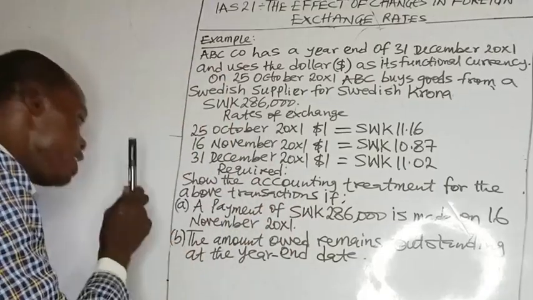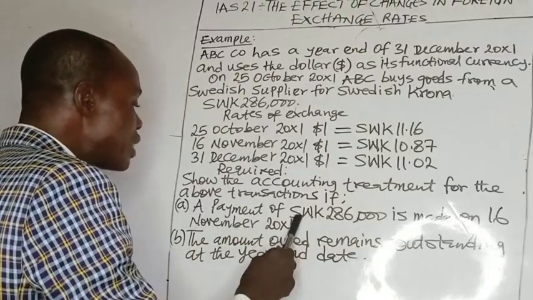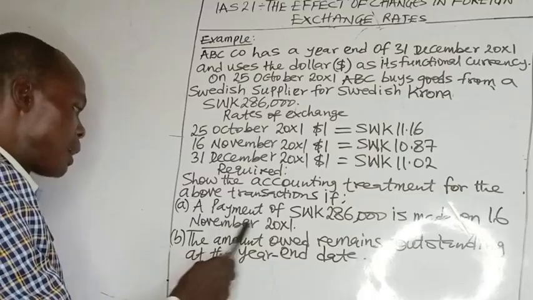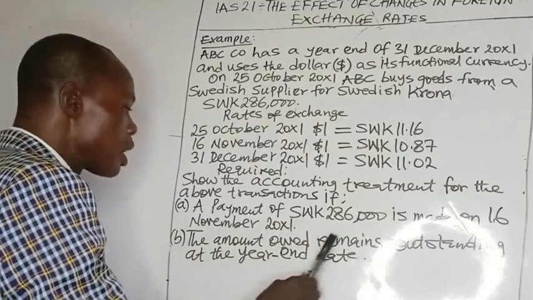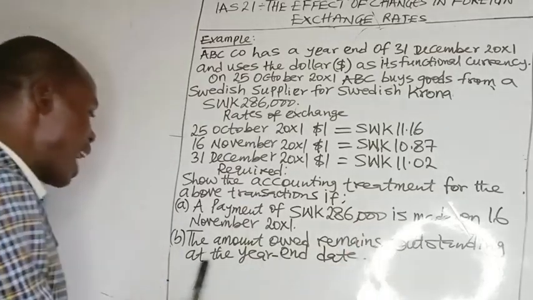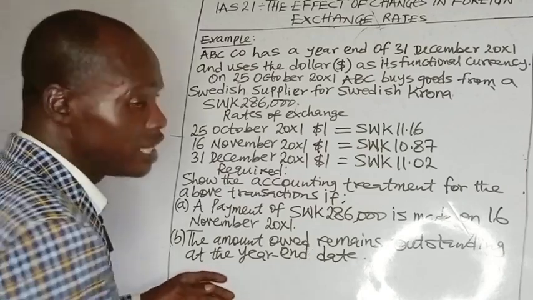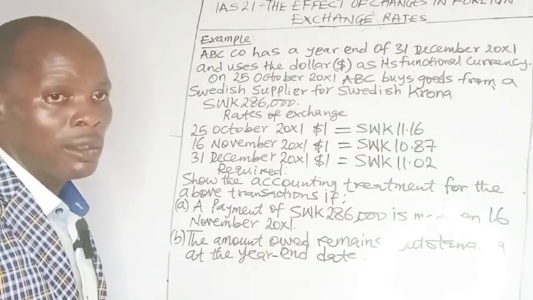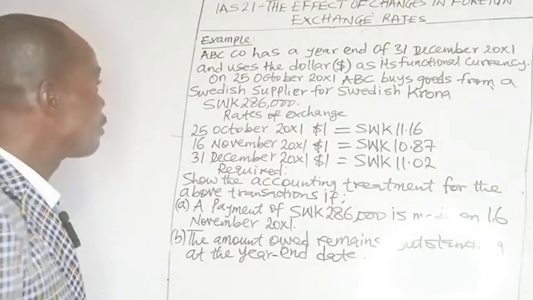Required: show the accounting treatment for the above transactions, (a) if a payment of 26,000 Swedish krona is made on 16th of November 20X1, and (b) if the amount owed remains outstanding at the year-end date. This question is obtained from the ACCA study text, Financial Reporting by Kaplan. Now, let's have the solution to the question.